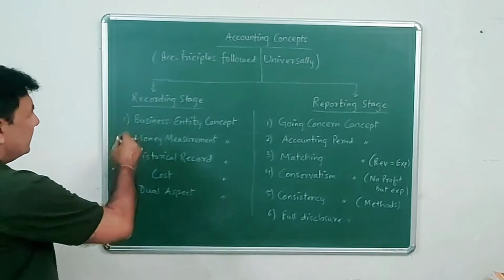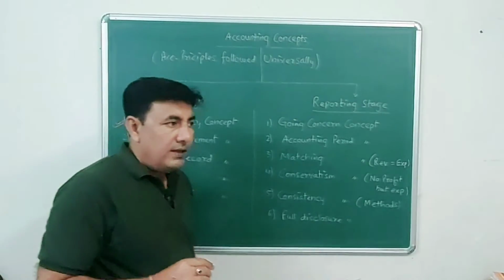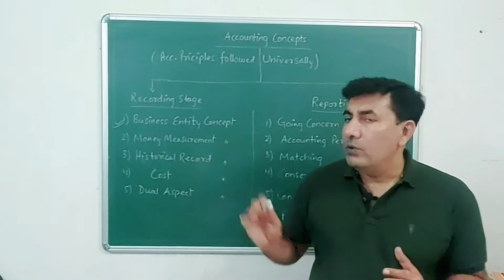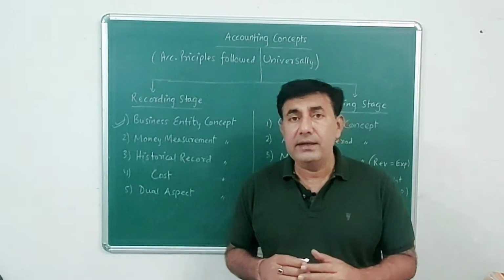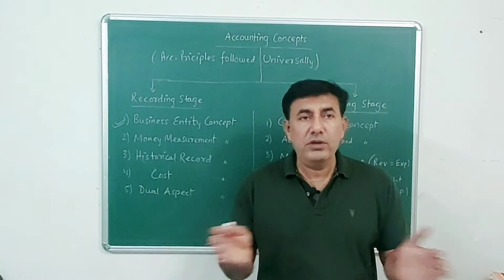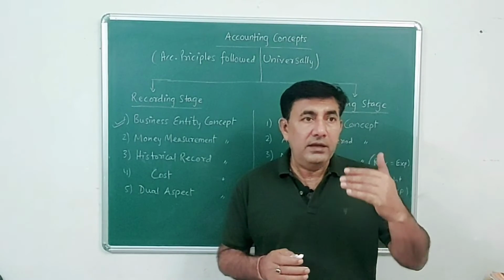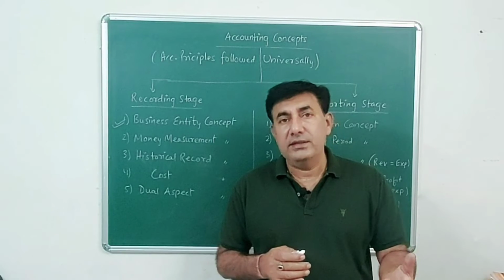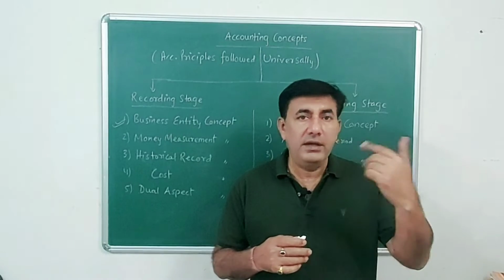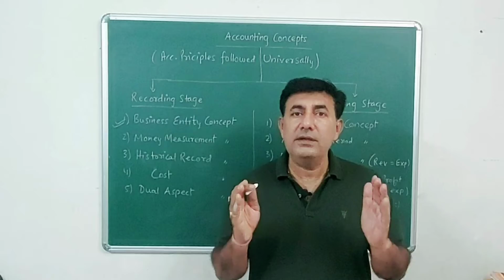So at the recording stage, the first one is the business entity concept. The accountant must assume that the business organization is an entity. The owners are different, and the business is different. Both have different identity. A company has its own seal. It can take part, it can buy assets in its own name, right? So all the contracts are between the company and the outsiders. Like that, it's an entity, it's an organization, it's an enterprise.